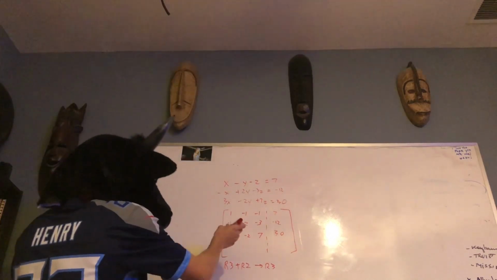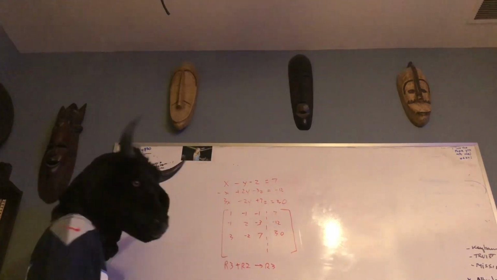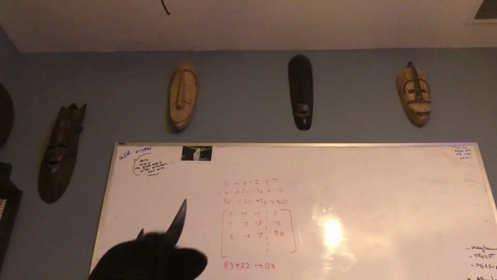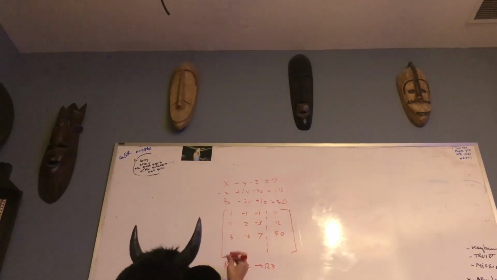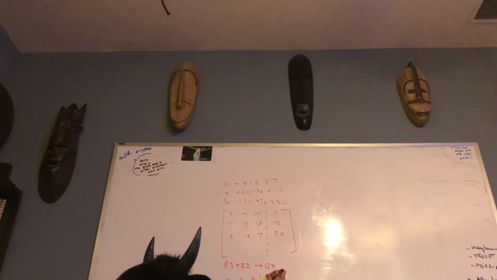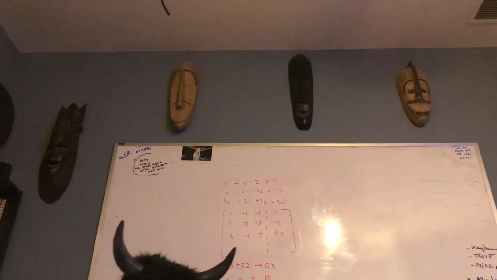So that would get us, you can visualize the numbers here, and since it's simple addition, I'm not going to rewrite it, but you would have 2, 0, 4, 18. That would be your new row 3.